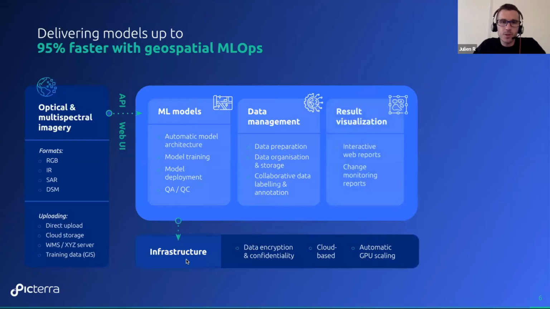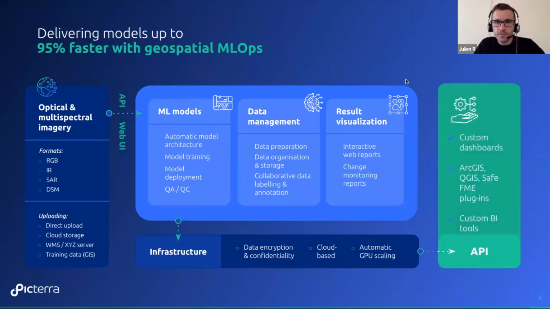Below all of this is our infrastructure. So we put a lot of emphasis on automated GPU scaling. So you can easily train a model and then run it at country scale by just clicking on a button, and it's transparent to you. But under the hood, we scale and start the GPU machines that are needed to support your workload. And obviously, we also have a strong focus on data confidentiality, making sure that your data stays private as it should be.